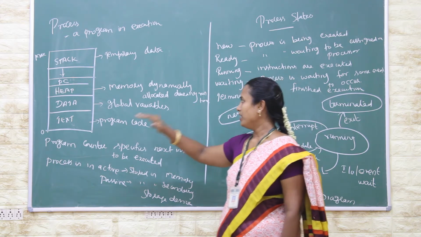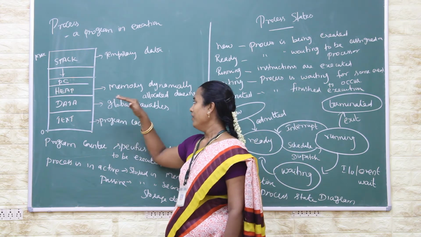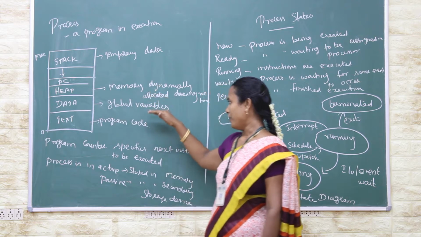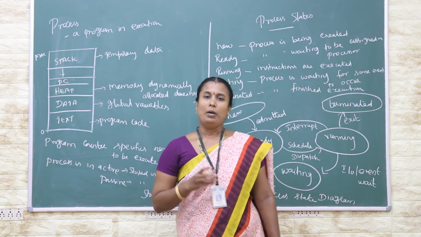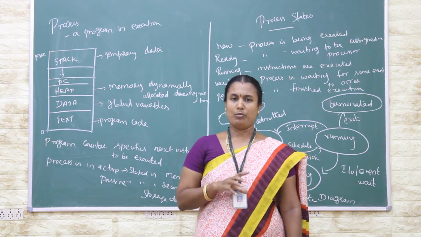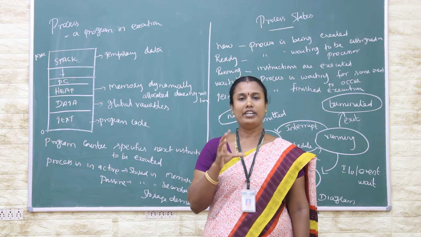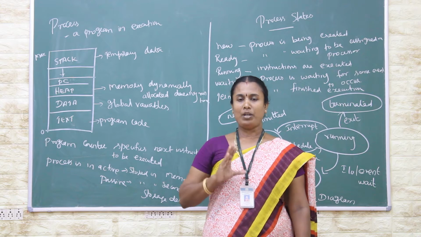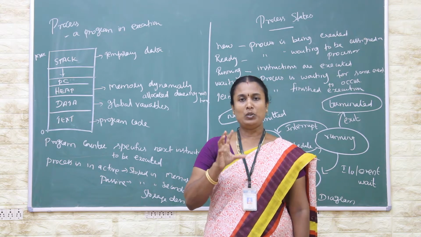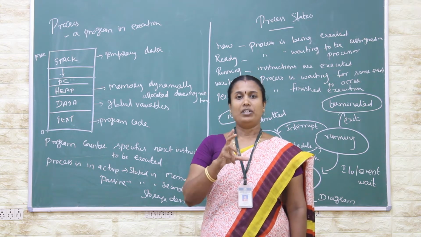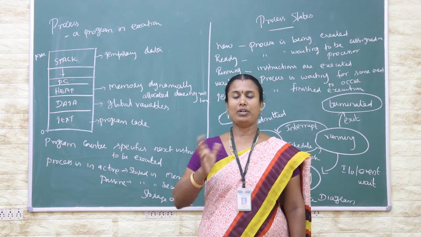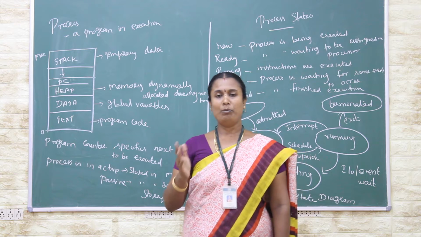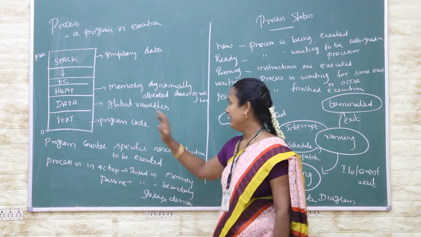Then next, the data section. What is the data section? The global variables used in your process are stored in the data section. What is a global variable? We have discussed local and global previously. A local variable means its scope and lifetime allow access only within the function itself. Global variables can be accessed outside the function also. That kind of global variable is stored in the data section.